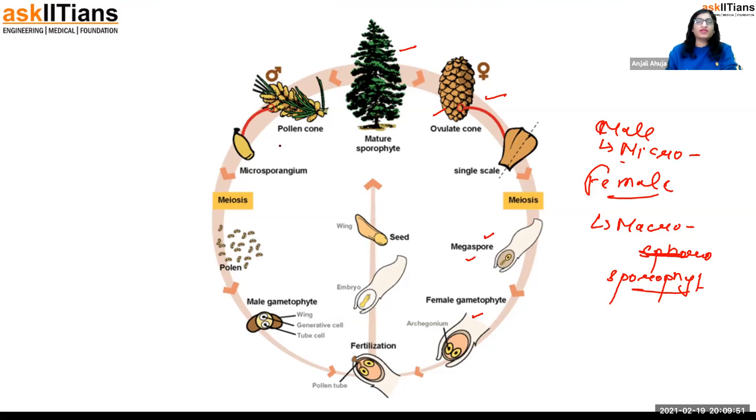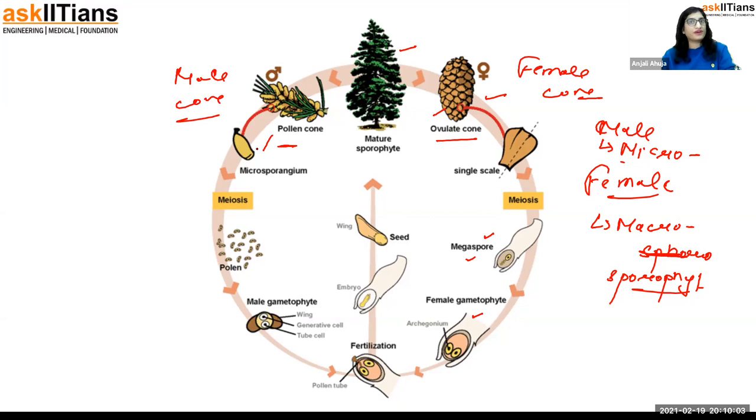And here is the pollen cone. This is the ovulate cone, meaning the female cone. And this is the male cone, the pollen cone. This is going to form microsporangium. One thing that you have to remember: microspore is used for the male gamete, and megaspore is used for the female gamete because of their size. Size is bigger in female and lesser in male.